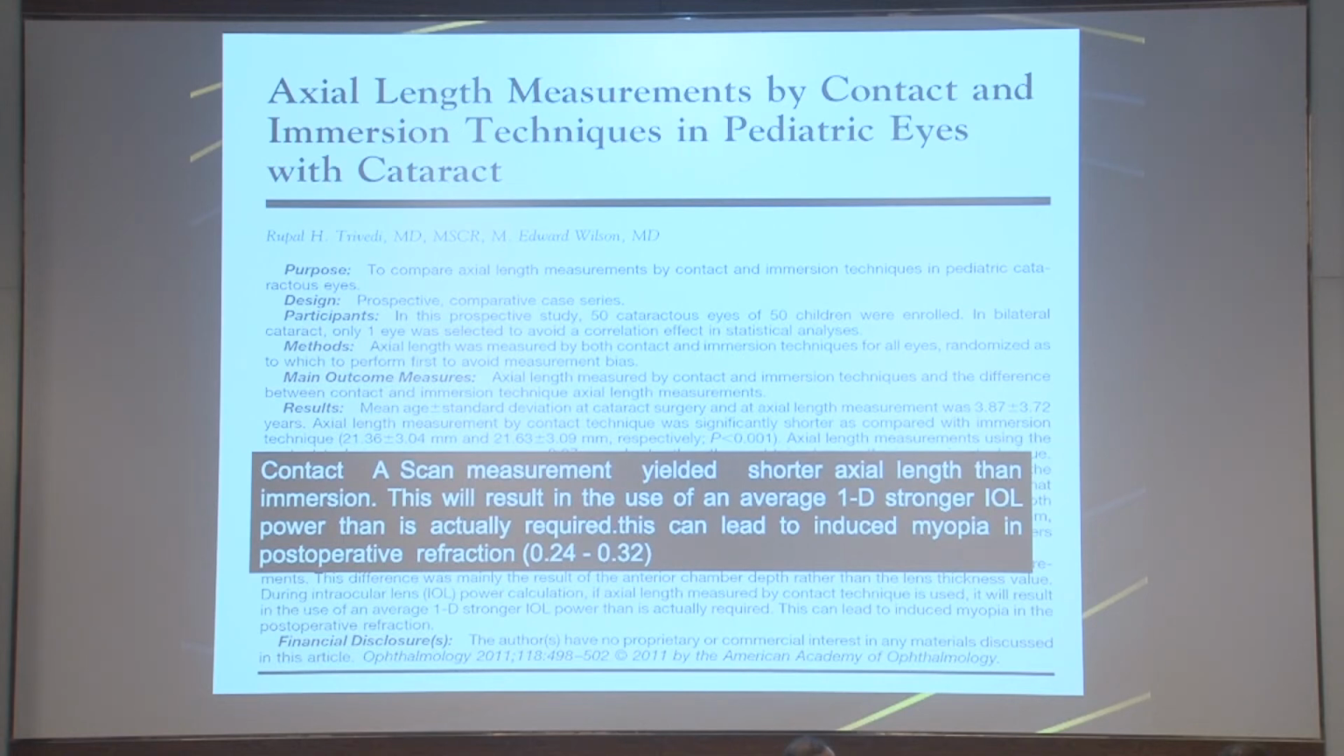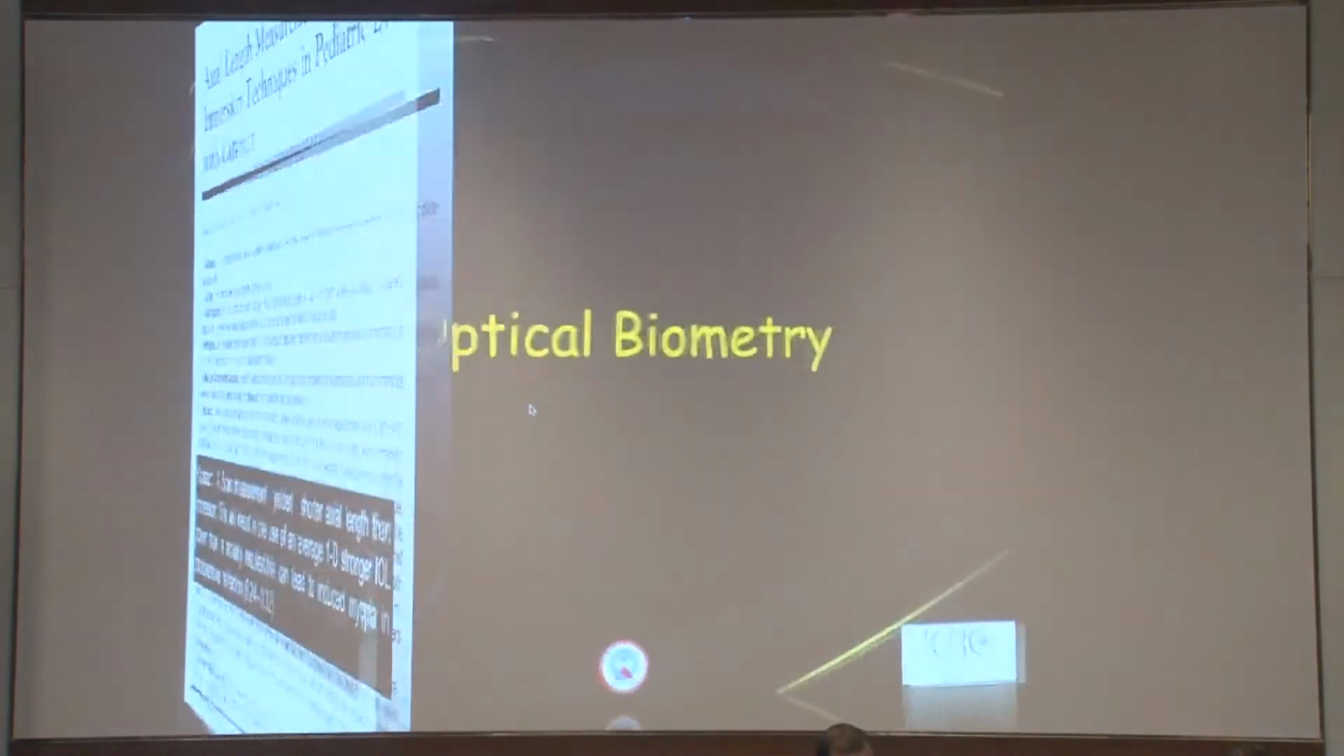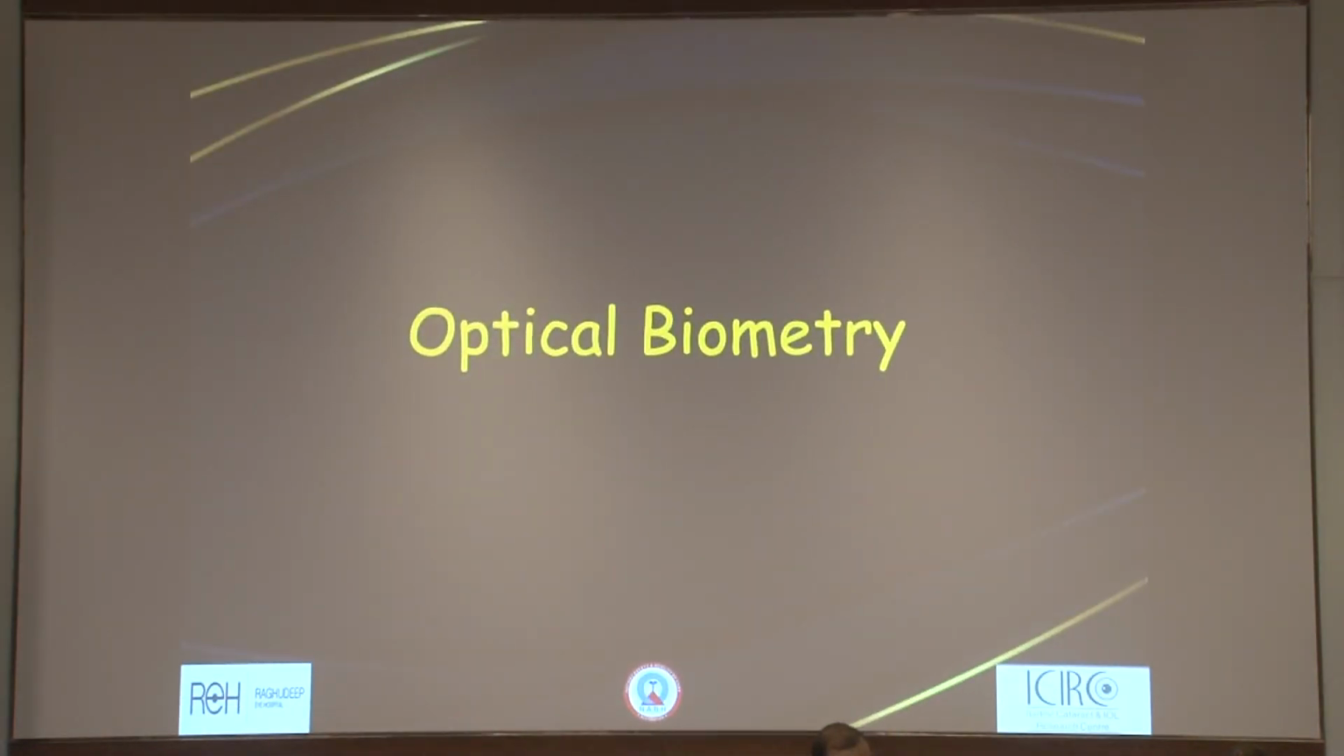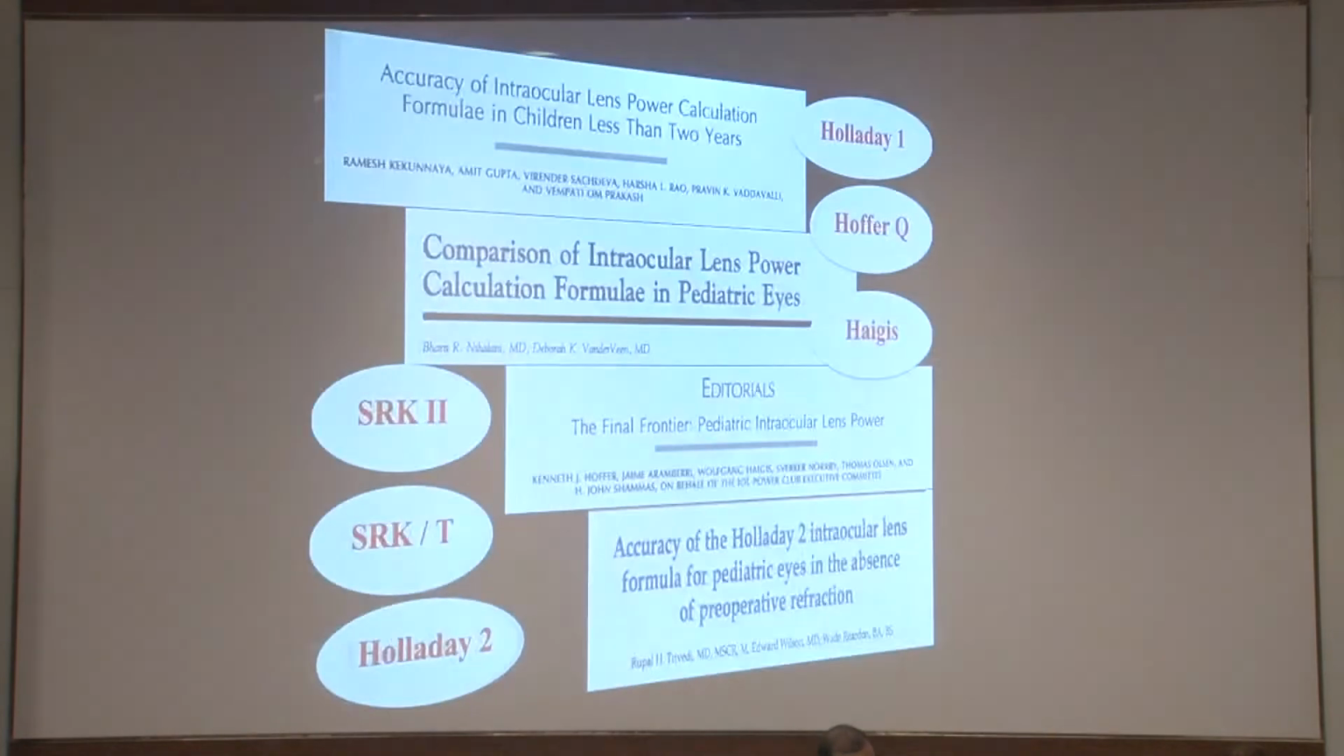Contact is something that should be avoided, even like we know in adults, but particularly in children, as this paper, in the very early period, now almost more than a decade old, had shown that contact in children particularly leads to at least a much shorter axial length compared to even when we measure amongst adults. Optical biometry, as has been highlighted, would be ideal for older children.